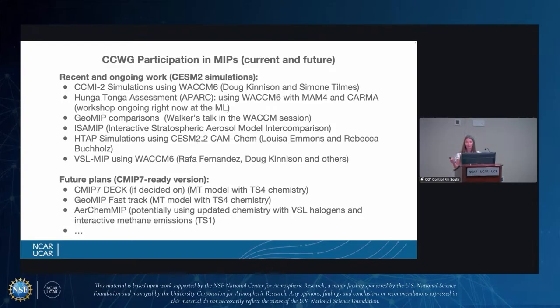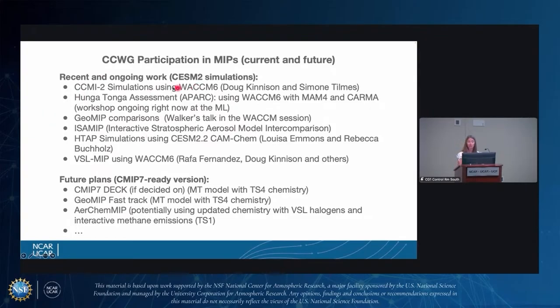So the other thing I wanted to point out is that we are actually participating in a lot of assessments and intercomparisons. And chemistry and this working group, including WACCM and ChemChem, is very active in those activities. I want to show a little bit what we have done, what we are doing right now, and what we're going to do. And we also want to learn from all of you what you're interested in to do and participate in. So we have done, of course, the CMIP6 simulations.